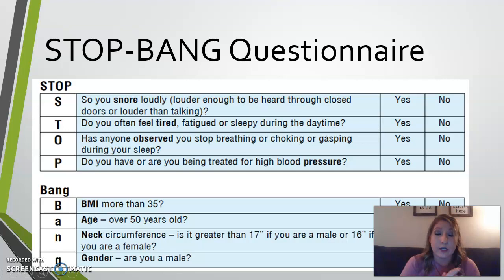So with this questionnaire, they would answer yes or no, and you would have a category that you would place them in. If they answer yes to 0 to 2 questions, it would be a low risk. If they answered yes to 3 to 4 questions, it would be an intermediate risk. And then high risk is answering yes to 5 to 8 questions. For that high risk, we would get the proper referral for that patient.